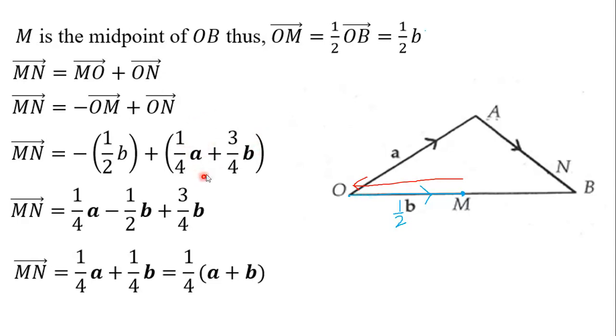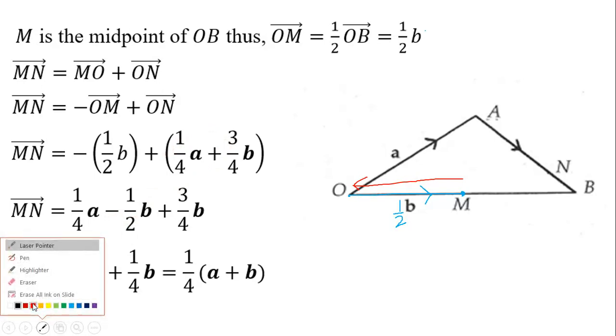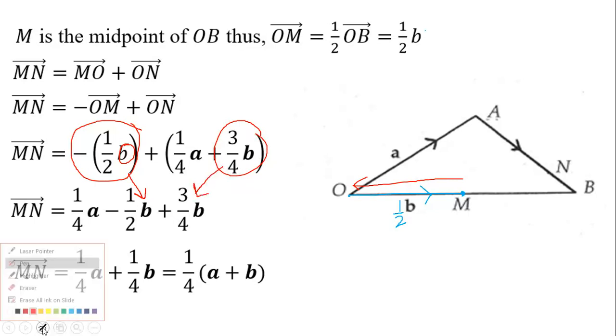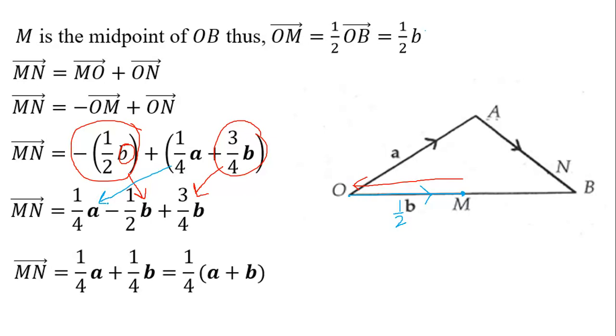With that in mind, let us simplify and group like terms. We notice that we have this B term here, so we're going to take this entire negative a half B and group it with this 3 over 4B. And then we're going to take the fourth A and put it all by itself. All right, good, so we have grouped them.